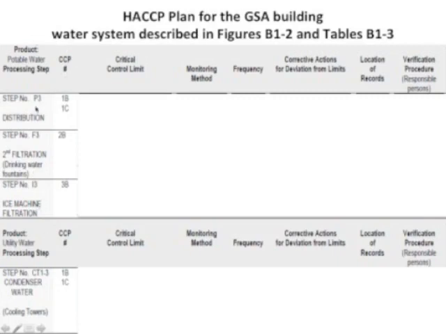In this particular example, the team chose these steps in the process for control, and then the team lists these 4 factors or parameters that we talked about: critical control limit, monitoring method, the frequency of monitoring the hazard control, and what is to be done if there's deviation from the limits. Then you list the location of the records and what the verification procedure is responsible. So you can see how powerful this is. On one sheet, you distill down the entire plan, and of course it's the essential aspect of the control.